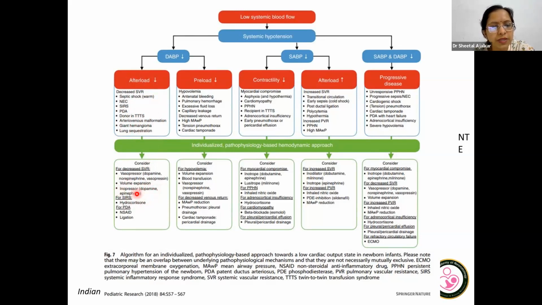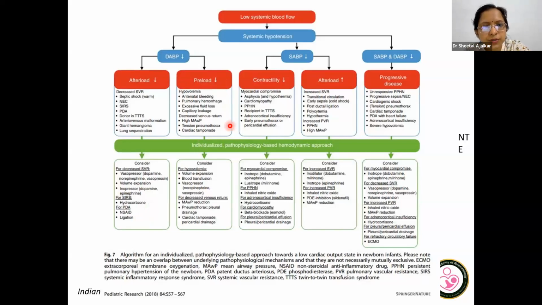Volume expansion, inopressors. So the drugs can be divided into inotrope, inopressor, and inodilator. So it comes like that. For SIRS, we use hydrocortisone. For PDA, NSAID and ligation. For the preload, so this is basically the flow-based management.